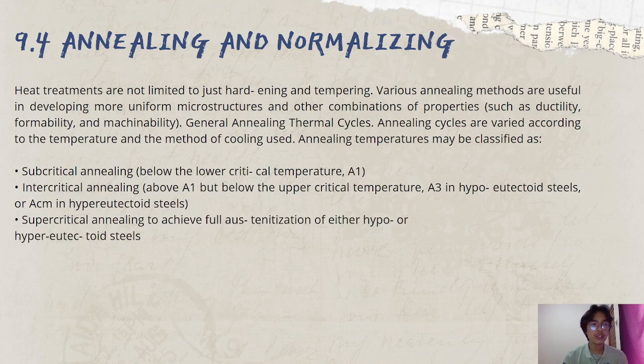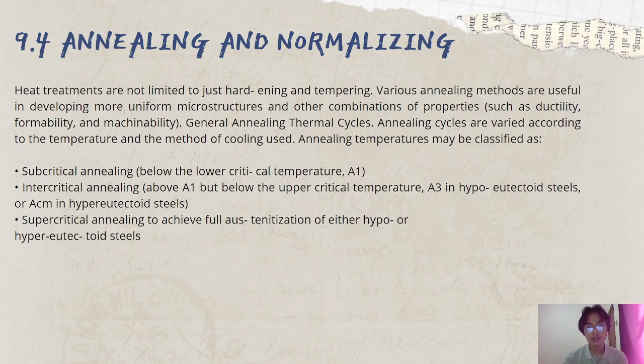And 6.4 is annealing and normalizing. Heat treatments are not limited to just hardening and tempering. Various annealing methods are useful in developing a more uniform microstructure and other combinations of properties, such as ductility, formability, and machinability.